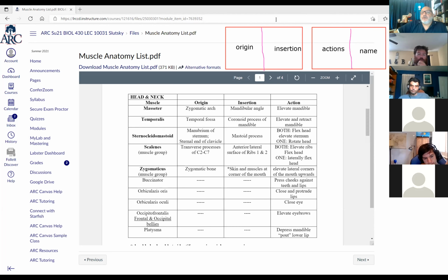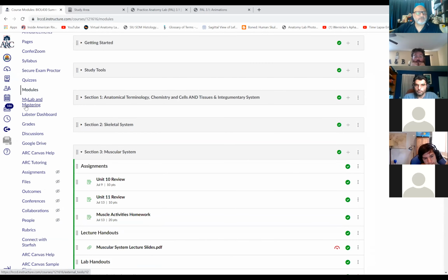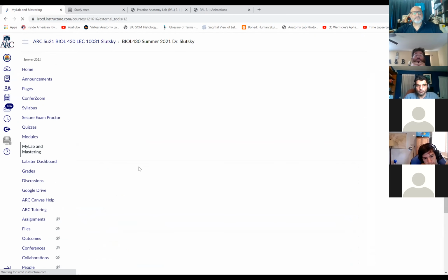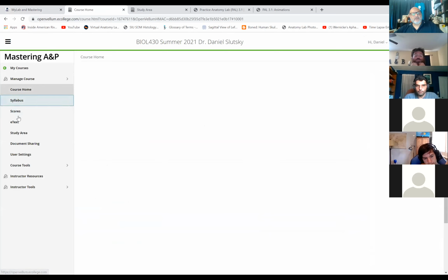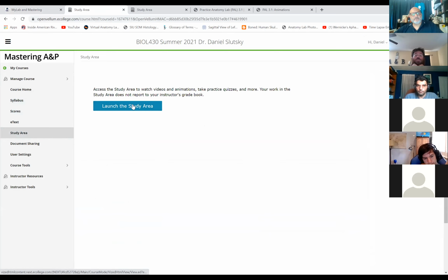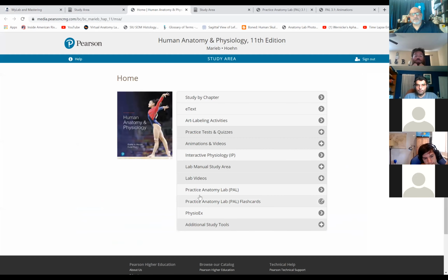Of course, if you don't like making your own flashcards, I will remind you also that in your MyLab and Mastering, in your study area, there are Practice Anatomy Lab flashcards.